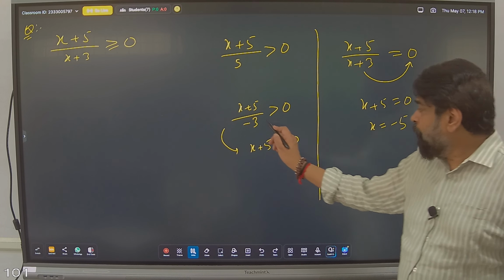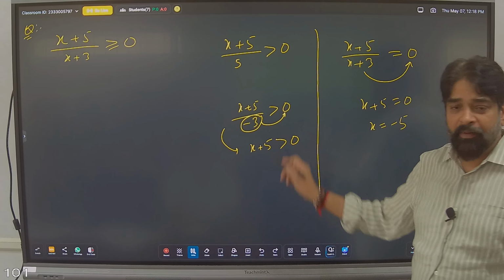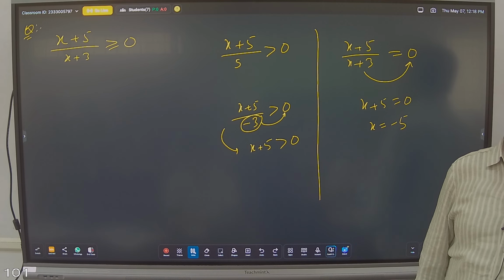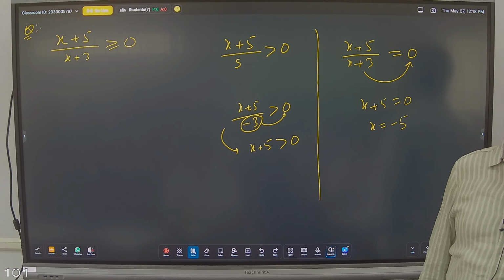If you multiply a negative quantity on the other side of an inequality, the sign of the inequality has to change. Why are you people sleeping?